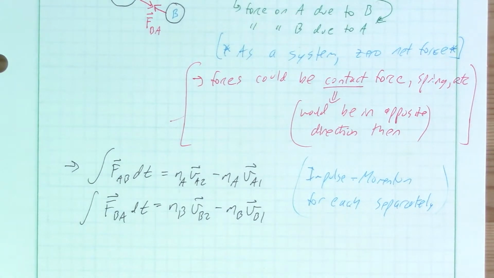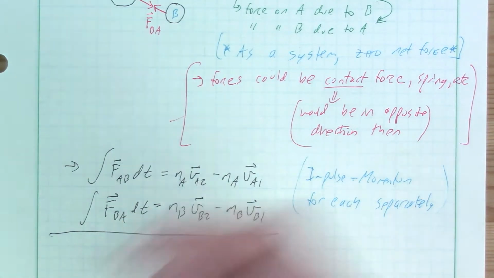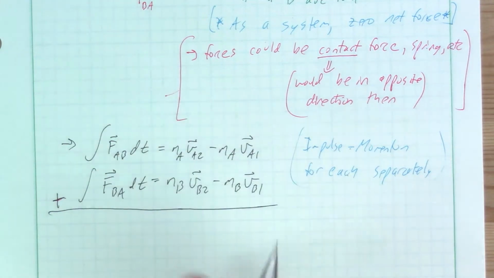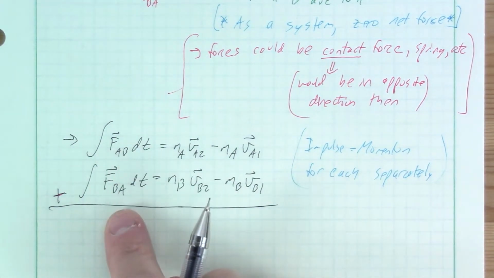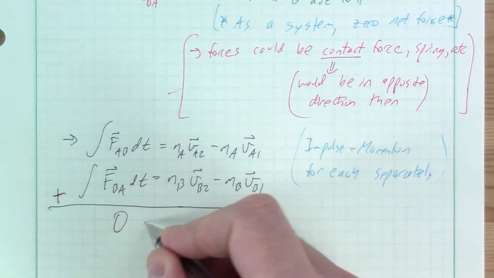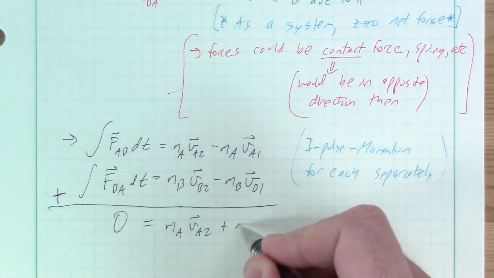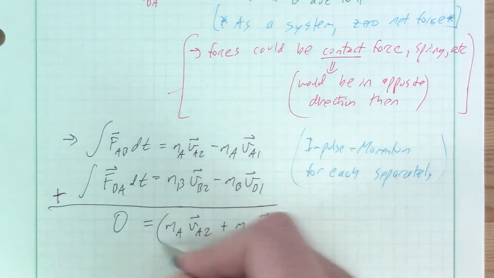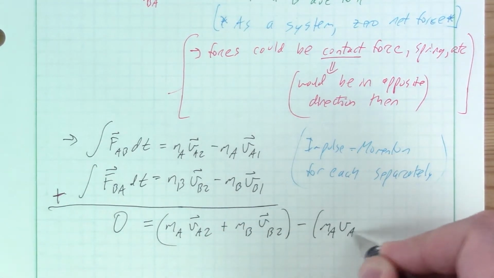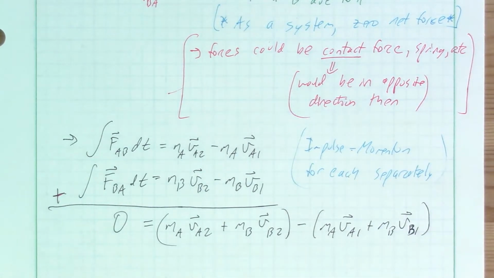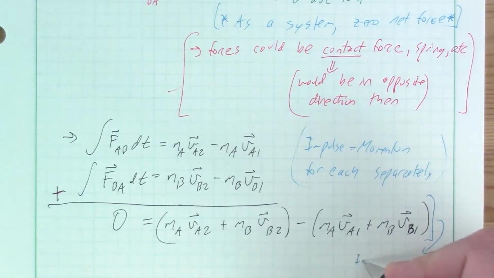Now the trick is, if we're going to analyze this as a system of two particles, what we're really doing here is adding these two relations together. Well, if FAB is minus FBA, then this summation here is going to cancel. That's where the 0 comes from. And then we get mAvA2 plus mBvB2 minus mAvA1 plus mBvB1. So this is the impulse momentum for the system.